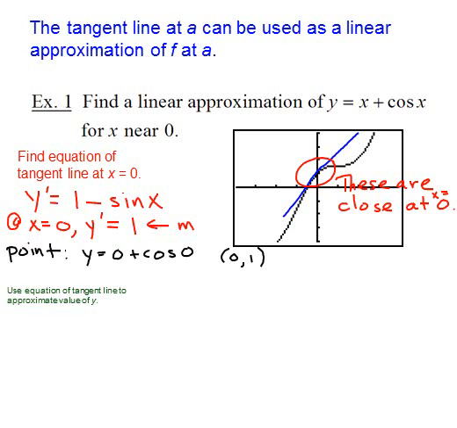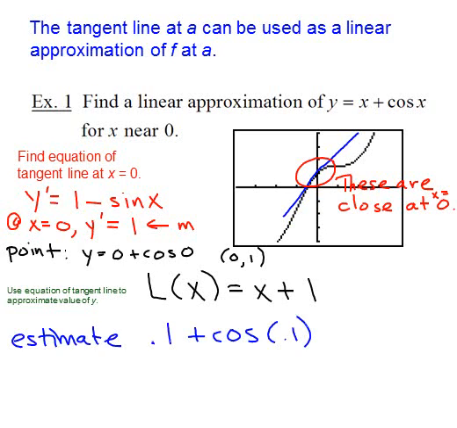Our tangent line intersects the graph at x equals 0 and y equals 0 plus cosine of 0, or the point 0, 1. The line with slope of 1 passing through 0, 1 is y equals x plus 1. I'll use the function name L of x to stand for linear approximation.